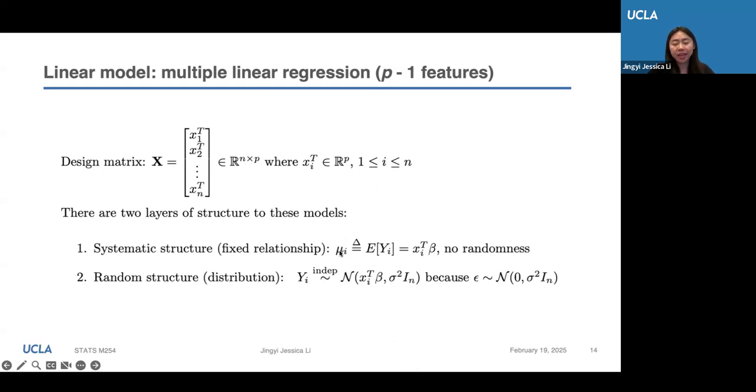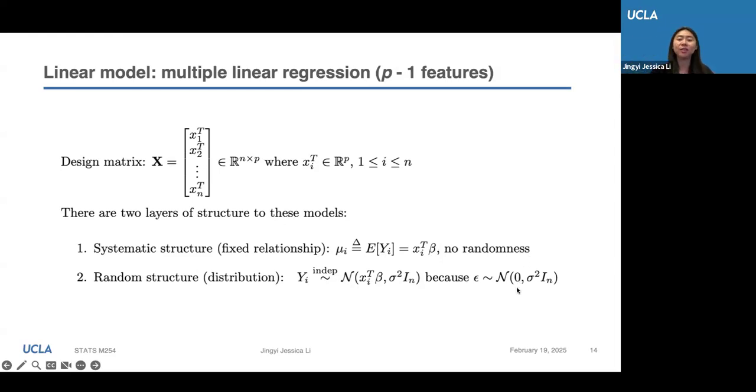This just means that each y_i's expectation, or mean, is a linear combination of our features, and the feature coefficients are a common beta. Beta doesn't depend on data point i. Beta is common. That's how we explain the expectation for each response. The random structure is about how we explain why the data don't perfectly fall on a line. So y_i may look roughly like it's on a line, but not perfectly.